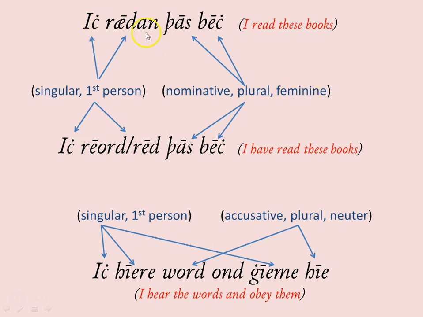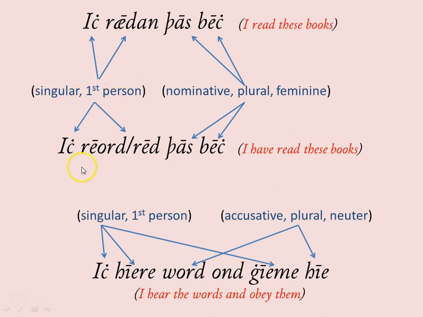Going over here, ich radan, singular first person. They go together. I read these books. Next one. Ich reorde thas beach. I have read these books. How do we know it's have there? And how do we know to put the word have into the modern English translation of this Old English phrase here? We know that because reorde is in the past tense.